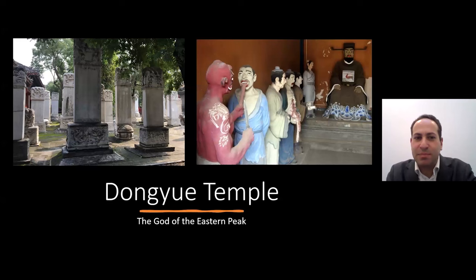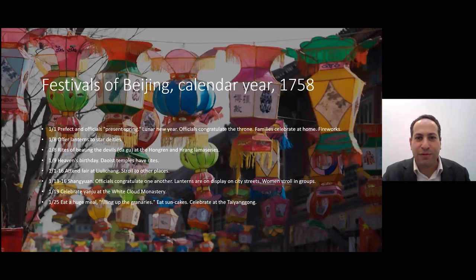These are my photos. They're really quite fun. This is a Taoist temple. You have around the courtyard these steles, these stone inscriptions, these replicas of hell. What happens to you when you break the law? And they have all these weird statues, which are really quite fun.